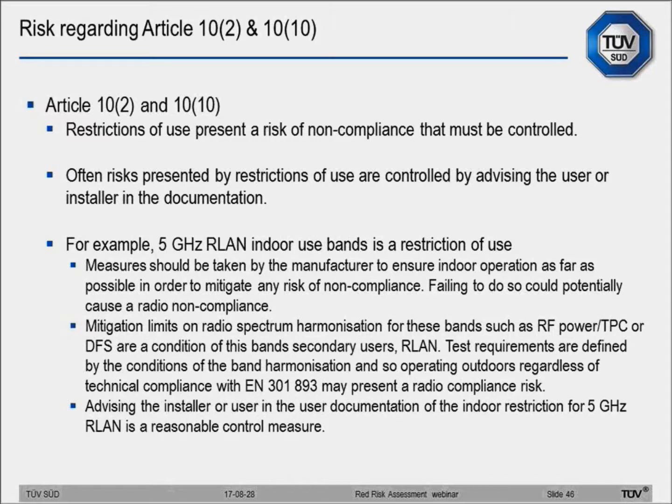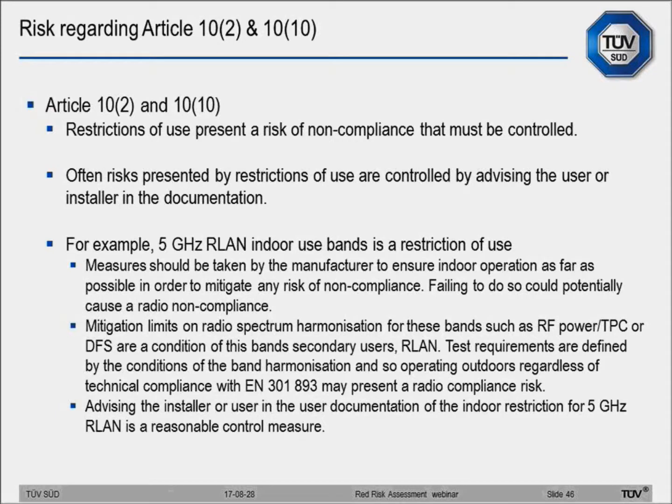For example, 5 GHz RLAN indoor use bands is a restriction of use. It's a restriction that's set by the authorized use of the unlicensed spectrum. Measures should be taken by the manufacturer to ensure indoor operation as far as possible in order to mitigate any risk for non-compliance. Failing to do so could potentially cause a radio non-compliance as products transit between indoor and outdoor while the radio is operating.